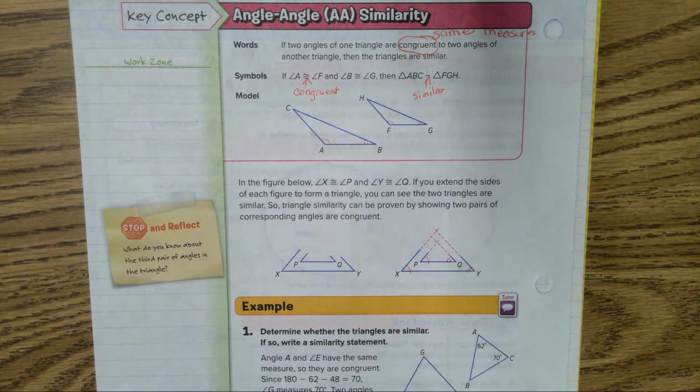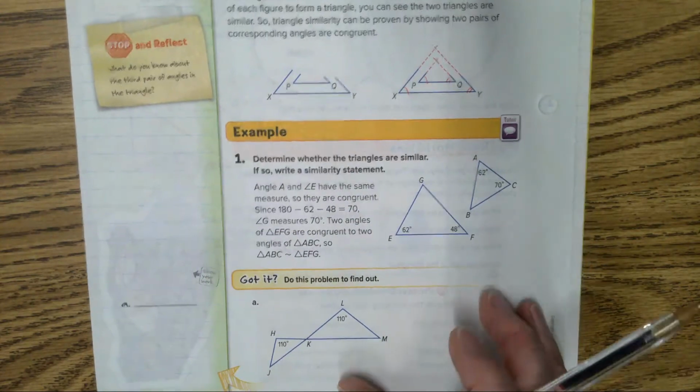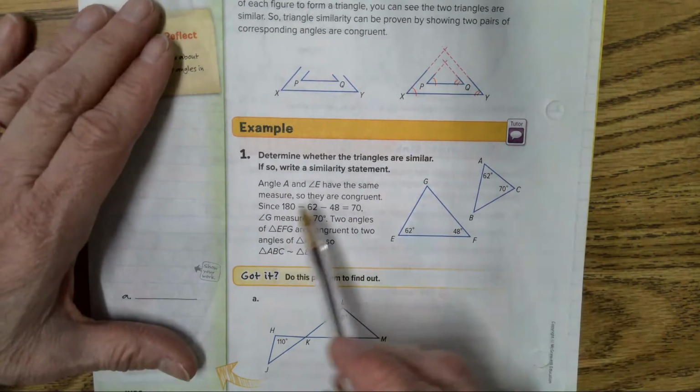All right, let's go on. Oh, it says stop and reflect. What do you know about the third pair of angles in the triangle? They are also congruent, aren't they? That was one of those. Okay, now let's go on to example number 1. Are you all understanding how to read geometry things, the congruent symbols? Okay, so make sure you know what the symbol for similar and the symbol for congruent look like. All right, here we go.